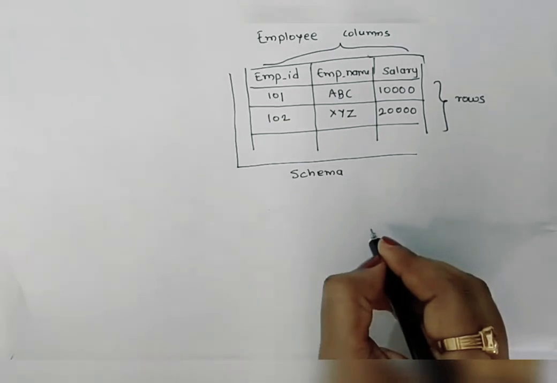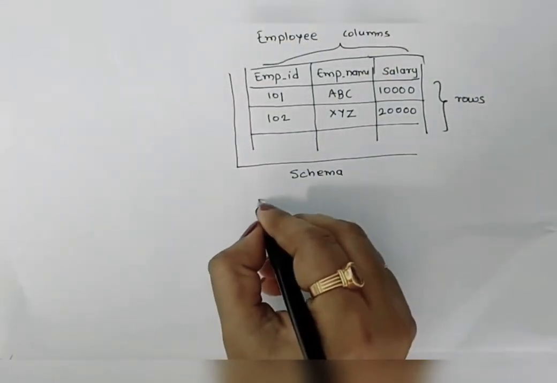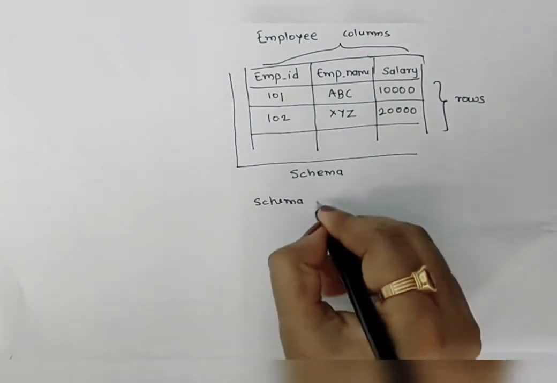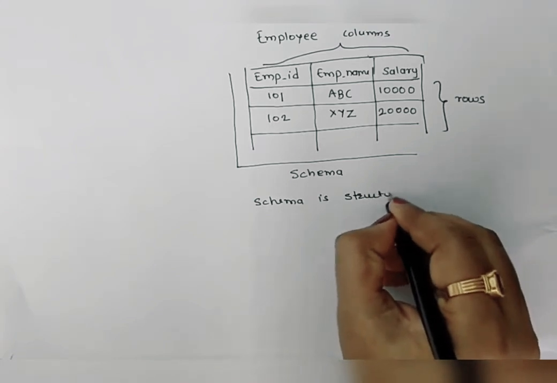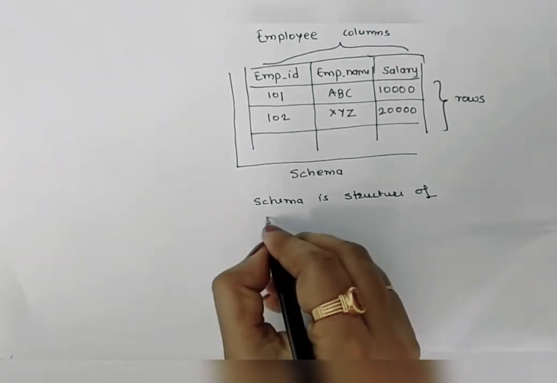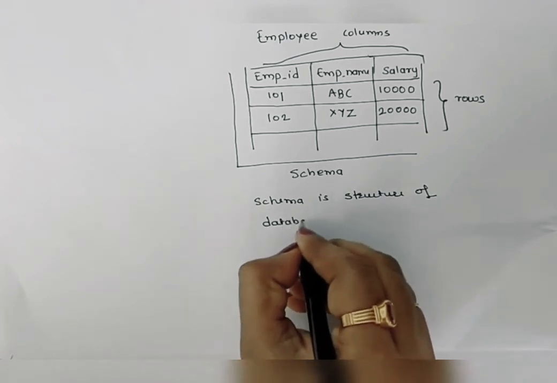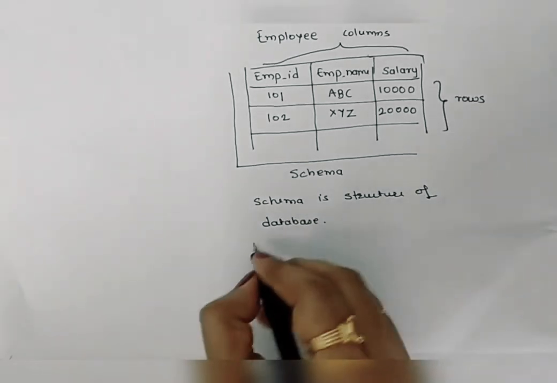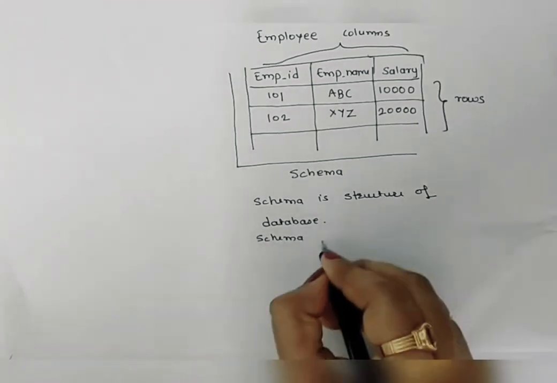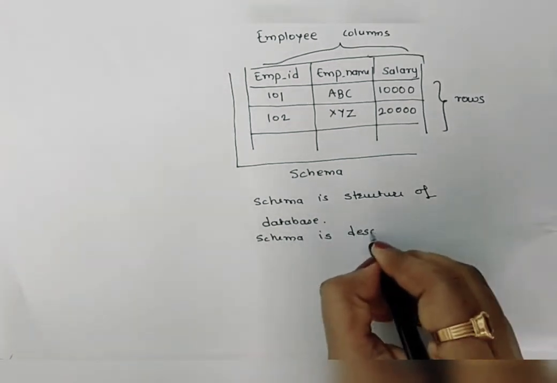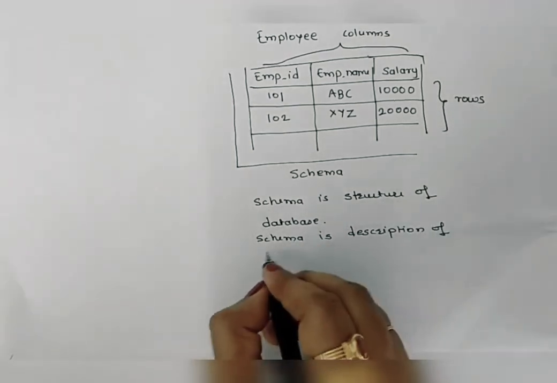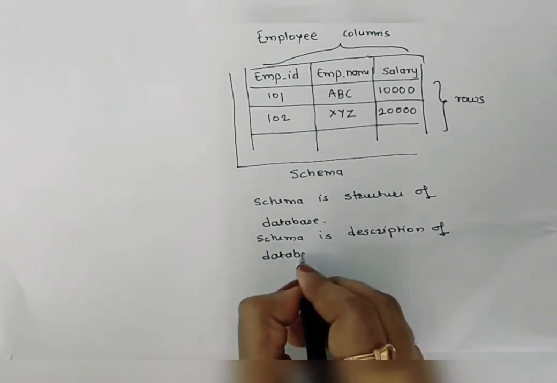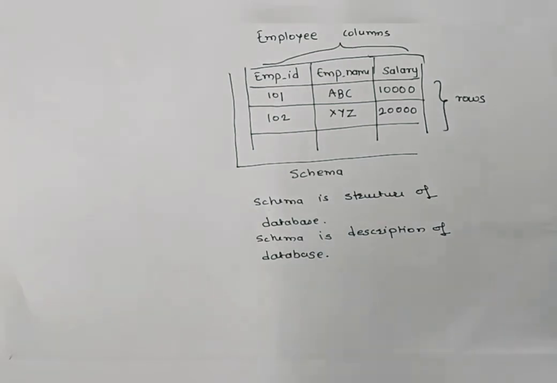So considering this overall thing, schema is nothing but structure of database. You can also call schema is description of database. This is all about schema.